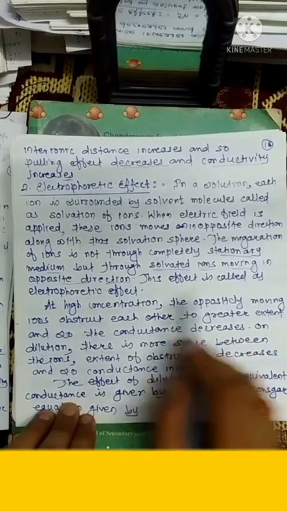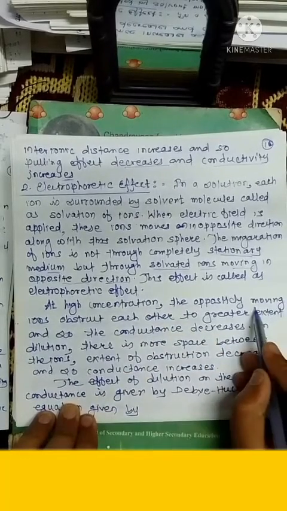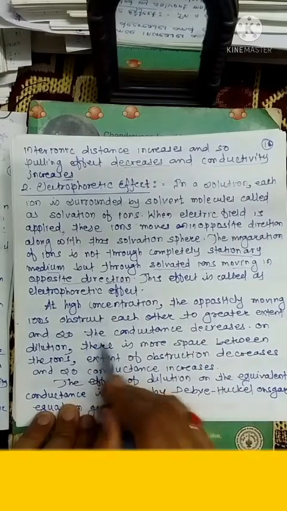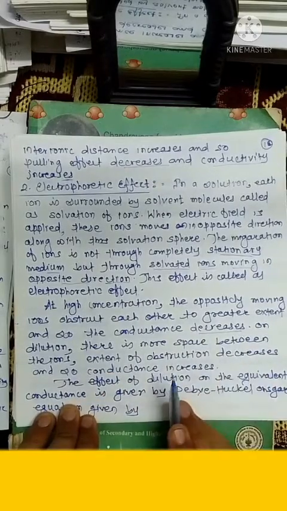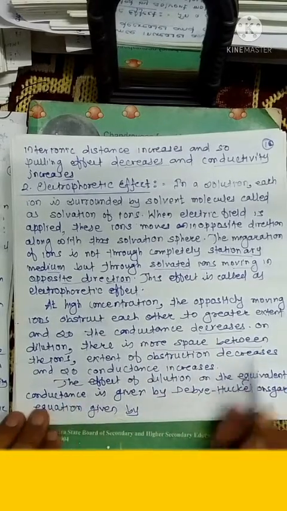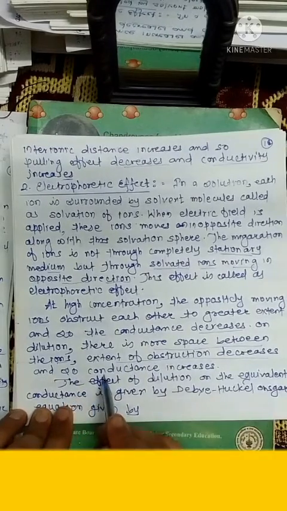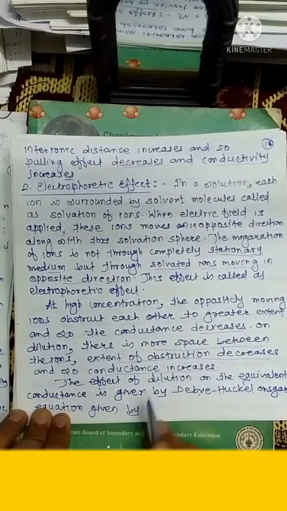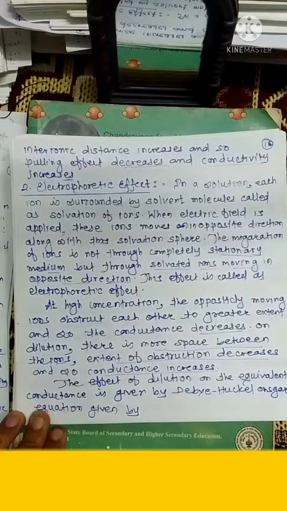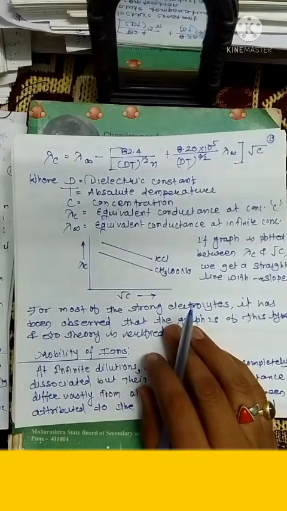This effect is called the electrophoretic effect. At high concentration, oppositely moving ions obstruct each other to a greater extent, and so conductance decreases. On dilution, there is more space between the ions, the extent of obstruction decreases, and again conductance increases. The effect of dilution on equivalent conductance is given by the Debye-Huckel-Onsager equation, which is written here.